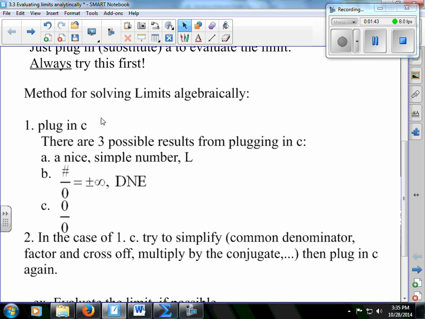And what I have written here is a step-by-step method for what we're going to do to solve limits. The very first step is to plug in, and here I've changed the letter A to the letter C. So plug in A. Once you plug in A, you're going to analyze what your results are. We have three possibilities from plugging in A. The first possibility would be a nice simple answer.